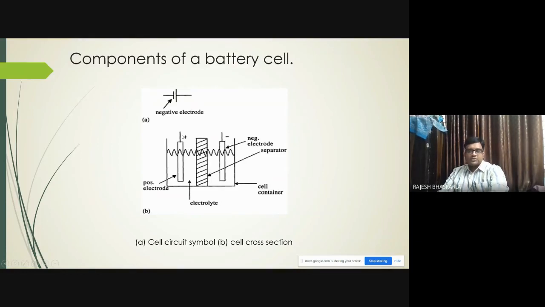And at the positive electrode, this lead oxide will be forming lead sulfate. This we'll see from the equation. This process is called reduction. So at the negative electrode, oxidation happens, and at the positive electrode, reduction happens. Is this clear? Any doubts? Please ask me if you have any doubts.